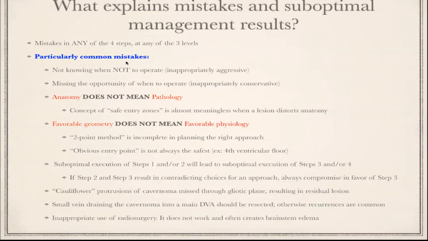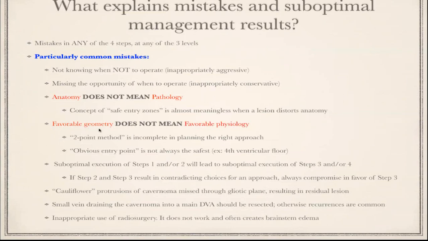What are particularly common mistakes? Not knowing when not to operate. That's being inappropriately aggressive. Missing the opportunity of when to operate, that means inappropriately conservative. This next one is very important. Anatomy is not equal to pathology. So this issue of safe entry zone is almost meaningless when a lesion is present and distorts the entire anatomy. The safe entry zone concept isn't important anymore.